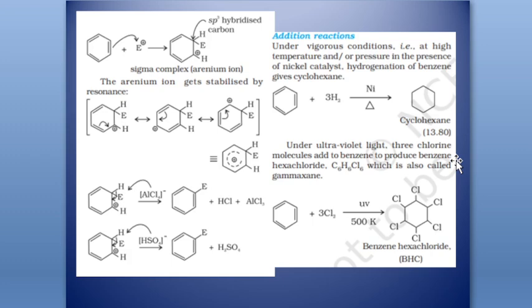If benzene is subjected to 3 moles of hydrogen with nickel and heat, it will form cyclohexane, an aliphatic ring compound. Under ultraviolet light, the 3 chlorine molecules add to the benzene to produce the benzene hexachloride, BHC, which is an insecticide.